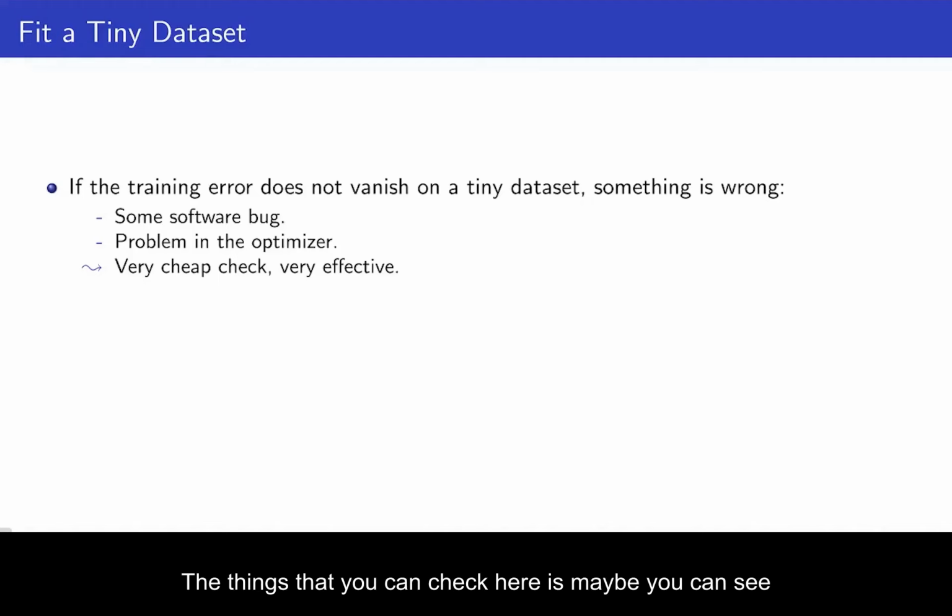The things that you can check here are, maybe, what is wrong in the code that you wrote. Maybe you are feeding the input data incorrectly, or not in the manner that the network expects. Or there could be something wrong with the optimizer, such that the learning rate is either too low or too large. So this is the first thing that you need to get right. If you cannot get this working on a tiny data set, then it's never going to work on the full large data set.